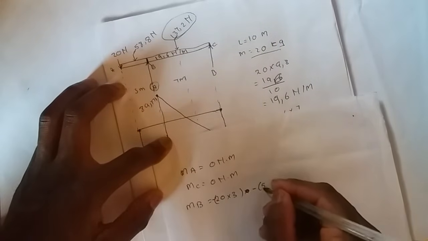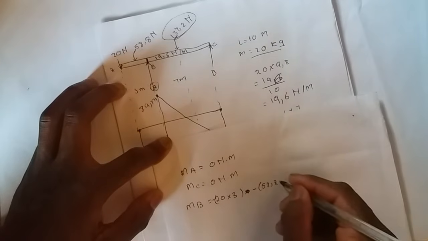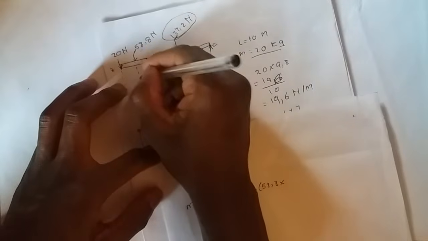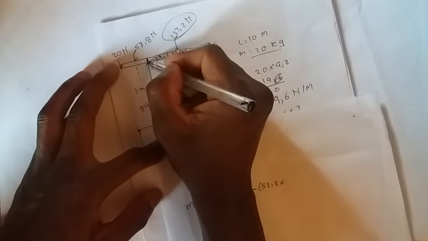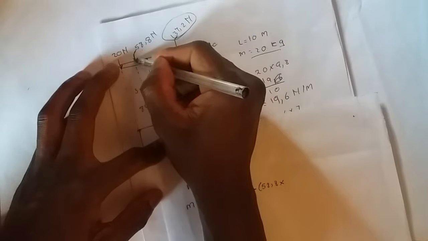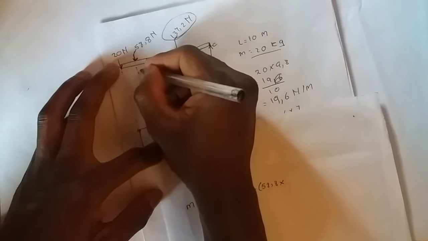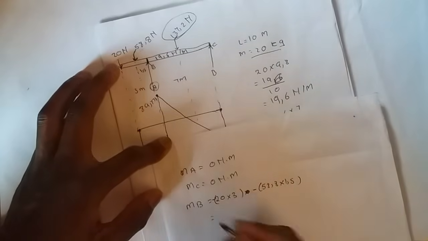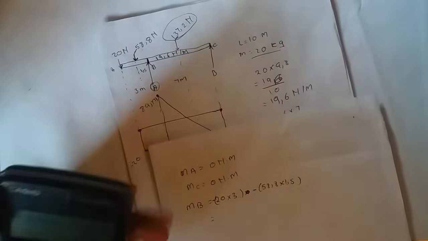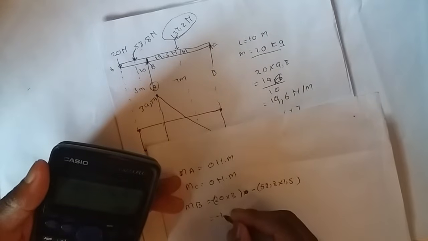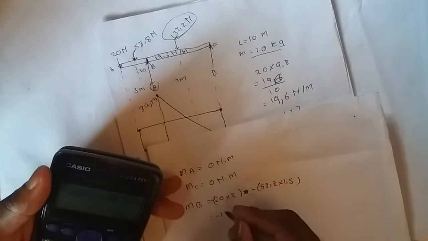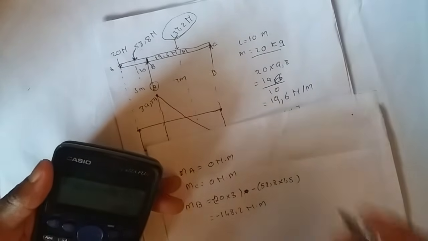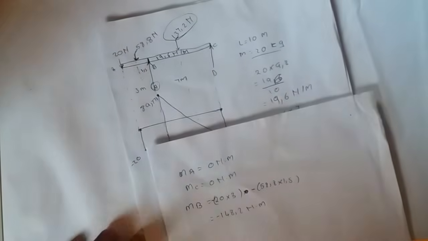And then we will say 58.8 times, what's the distance between this point and this point? We know it's a UDL, we have converted it for this whole portion, and we locate it in the middle, which will be 1.5. Then we say 1.5, and that will give us negative 148.2 newtons per meter.